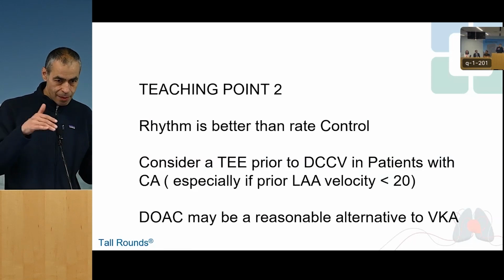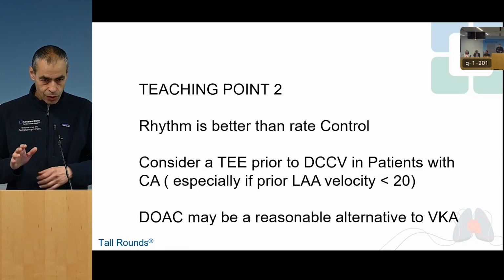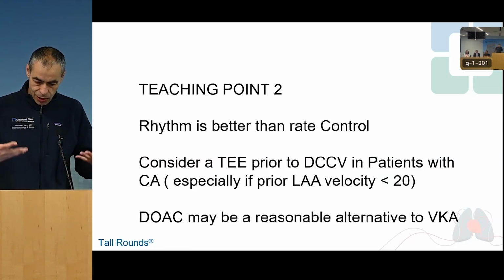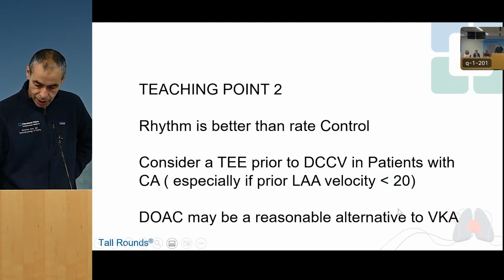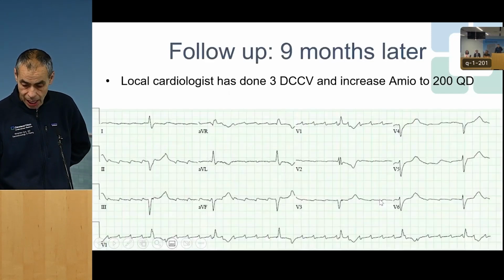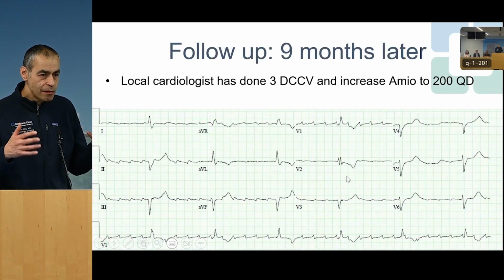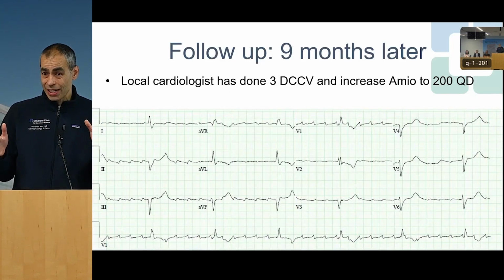So in summary, rhythm control is probably better than rate control, because with rate control medication you can't restore the sinus rhythm. TEE is probably reasonable to do before every cardioversion, and DOAC may be a very reasonable option over warfarin. A lot of these individuals who have atrial fibrillation also end up with atrial flutter.